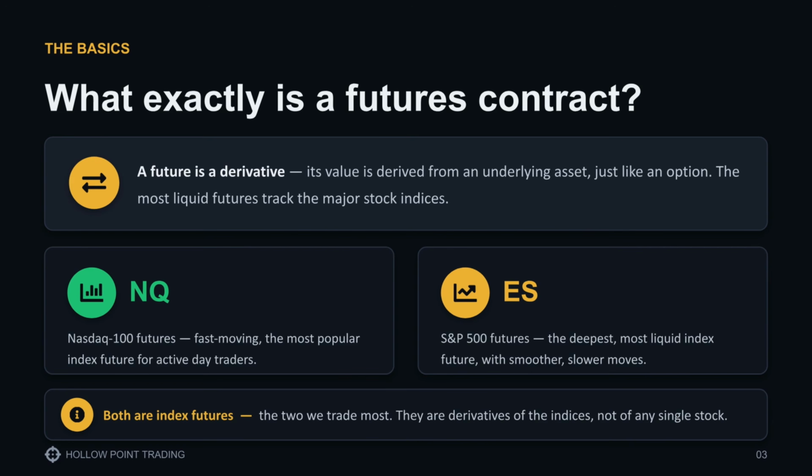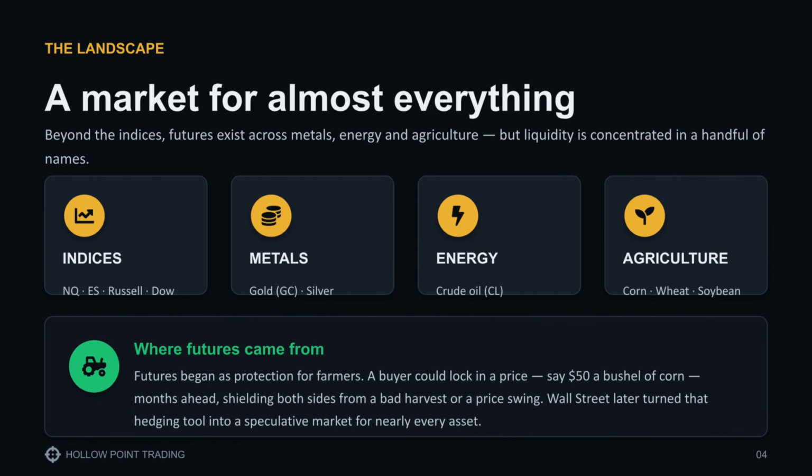Most liquidity is found in index futures like the NQ or NASDAQ 100, which is fast-moving and popular, and the ES or S&P 500, known for deeper liquidity and smoother price action. While futures markets span metals, energy, and agriculture, most liquidity is concentrated in indices. Originally designed as a hedging tool for farmers, these markets have evolved into highly speculative spaces for various assets.